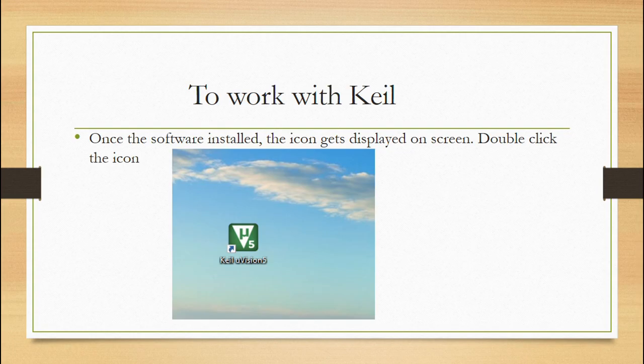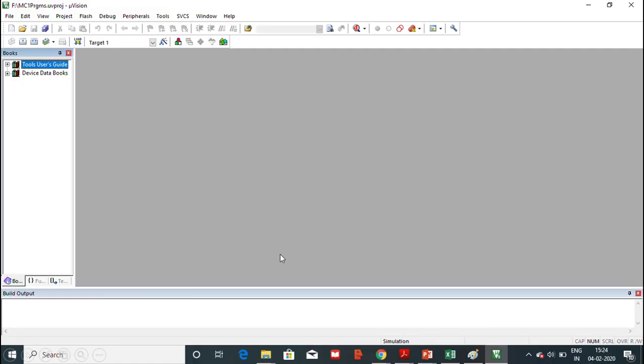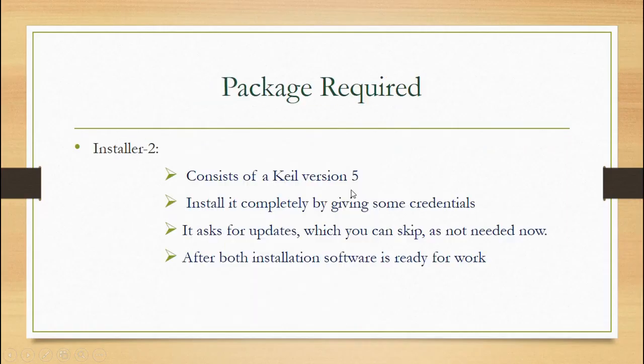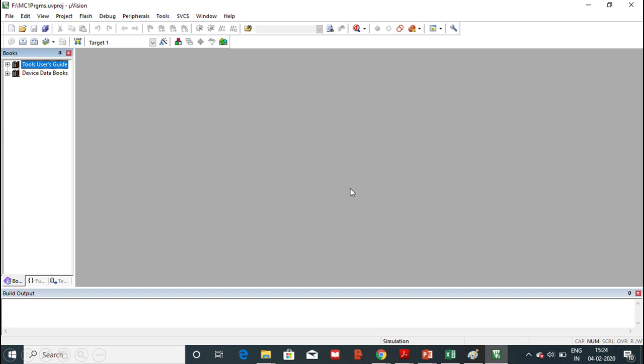Once the Keil software is installed, you can see this particular icon on your desktop screen. It creates a shortcut, and this indicates that your complete MicroVision Keil software is installed. Once you double click this icon, you will enter the IDE, which is the development environment where you can work with the programs.